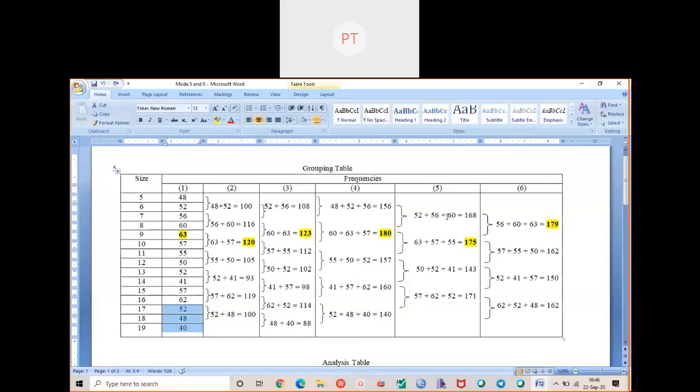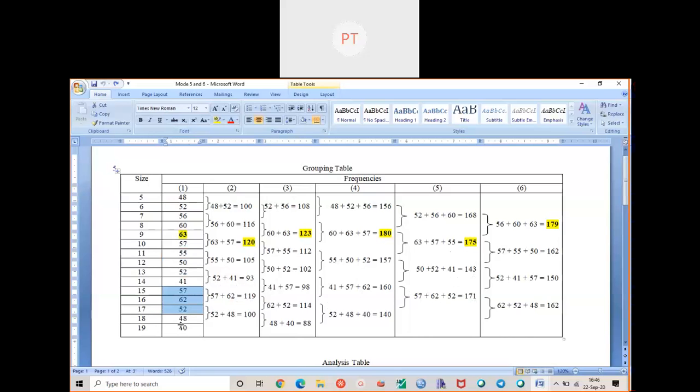Now in the fifth column, what we will do is the sum total of second, third, and fourth. So this second, third, and fourth, it will give you 168. Sixth, seventh, and eighth, 175. Ninth, 10th, and 11th, 143. 12, 13, and 14, it should be 171.